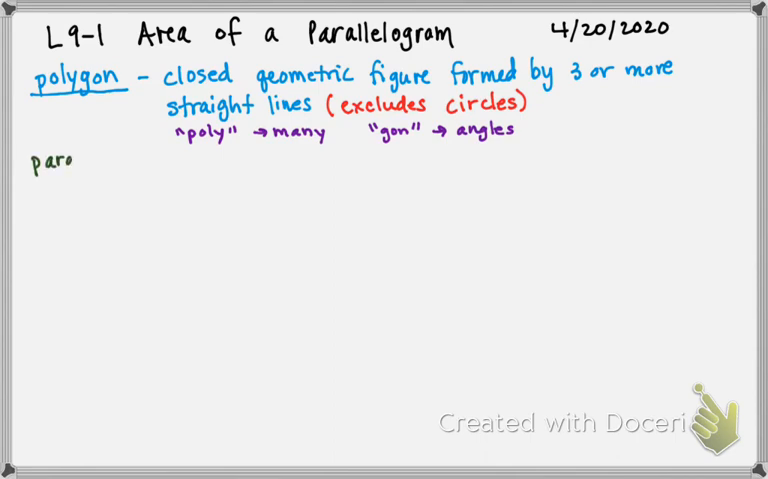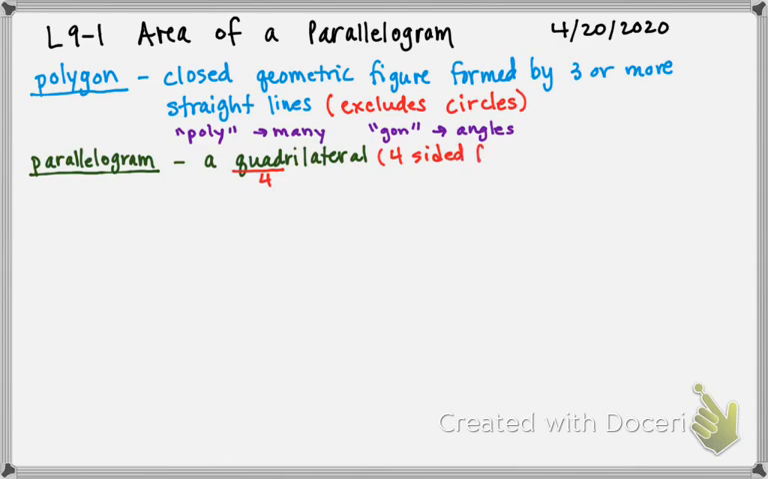Now, you've actually studied a very common parallelogram in elementary school. Let's go with the definition, see if you can figure out. It's a quadrilateral, and quad means four, and lateral means sides. So it's a four-sided figure.